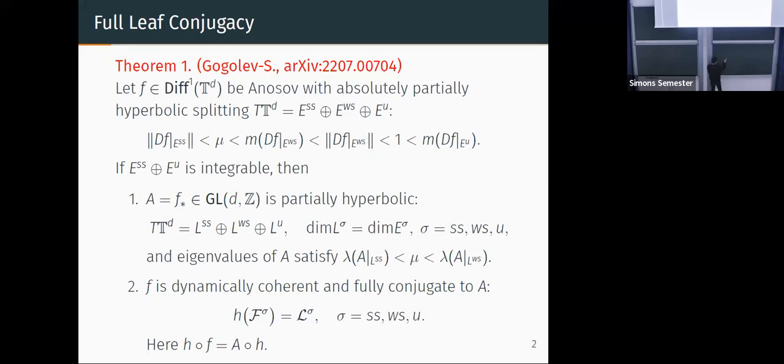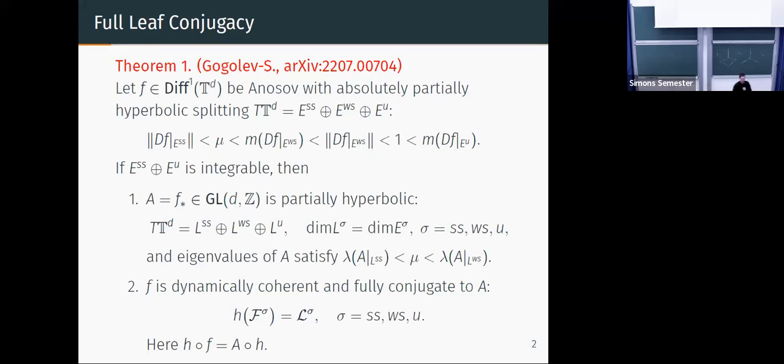So at first, for my F, I will write F here. I will have a strong stable and also a two-dimensional stable, that is a strong stable. And we don't know whether we have the center. And also we have the unstable. And I tell you that if these are jointly integrable, then right now I also have a CU foliation here, and at the intersection we have a weak stable foliation. Moreover, for my A, I will have that splitting: that is a weak stable, and that is unstable. That is for my A. And we have an H, the conjugation H, which preserves all these three foliations. That is the full leaf conjugacy.